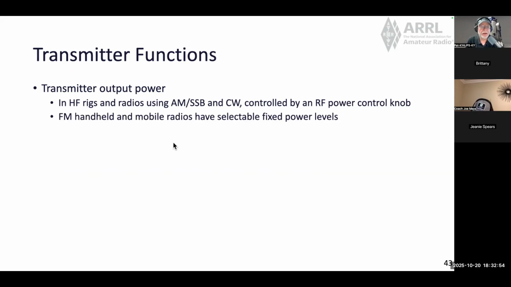When we talk about FM and handheld mobile radios, such as this one right here in my hand, it has a selectable fixed power level. You can set it to transmit on low power, medium power, or high power. So usually you see that in handhelds where you can adjust them, like this handheld. I can't get the camera to pick it up. Let's see. Put something behind it. There we go. So you can adjust the power that it transmits. It's low, medium, and high. So it's kind of a fixed power level.